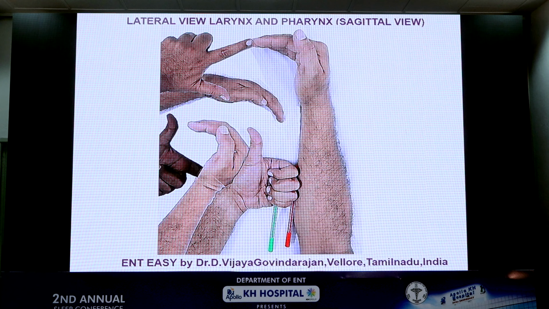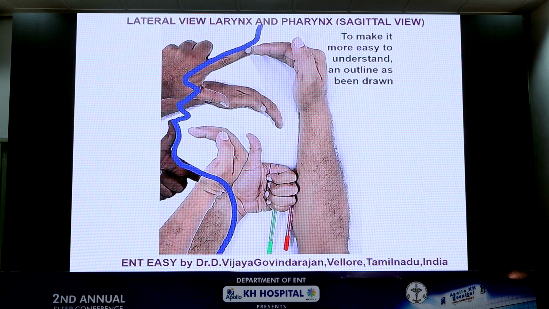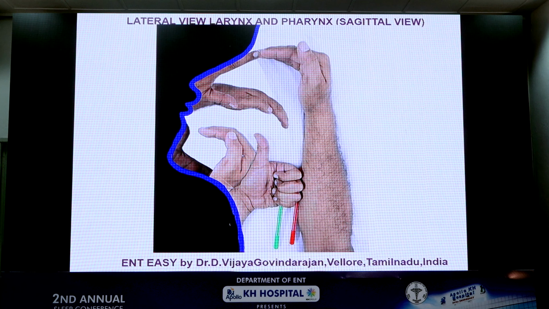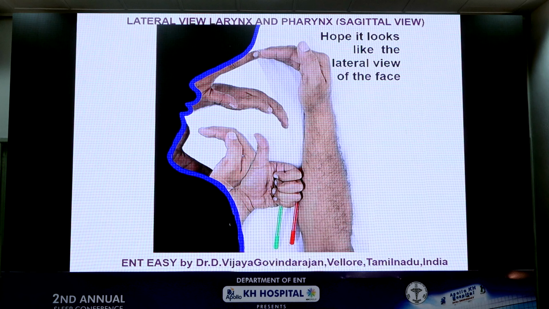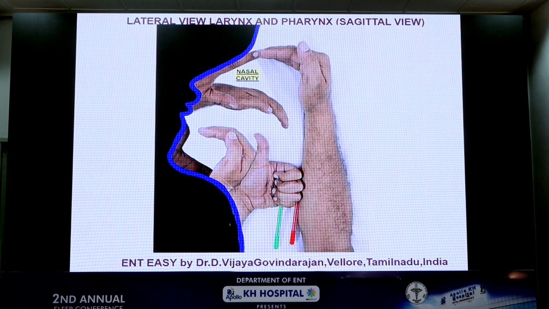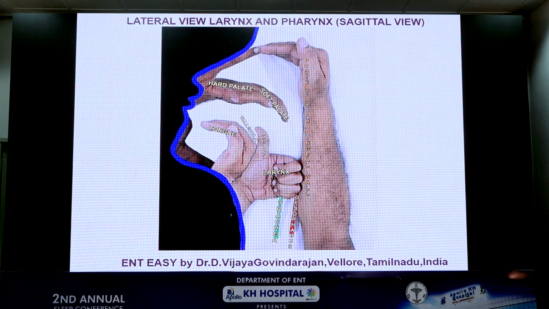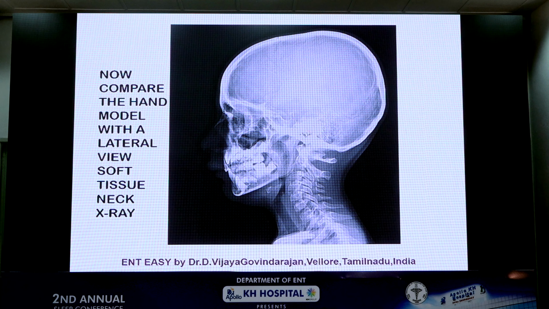And the nasal cavity. And now, just to make it look more systematic for you all, I have erased this side and hope it looks like the lateral view of the face. Nasal cavity, nasopharynx, oral cavity, oropharynx, larynx, laryngopharynx, trachea, esophagus. So what is so important about this is, now you will have understood 3 concepts. If I give an X-ray to you all, easily you all can tell me all the parts.